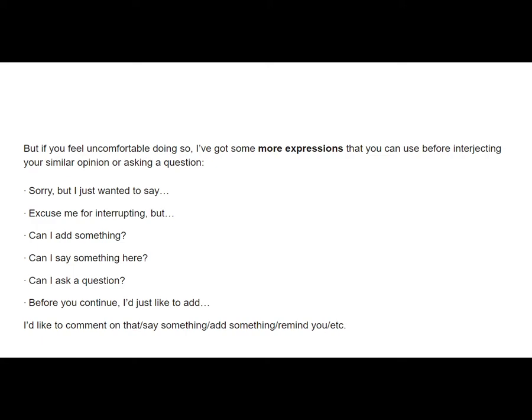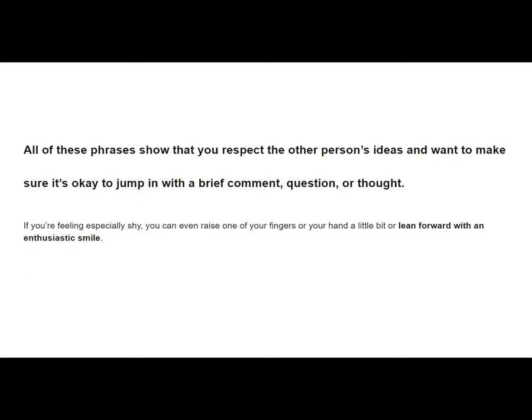Of course, with tone and our expression and our body language, that can be polite or it can be impolite. So we need to be aware of those. And we'll talk about those other parts, tone, body language, in the coming weeks. But that will come in later. But all of these phrases show that you respect the other person's ideas. And you want to make sure that's okay to interrupt, to use that. Also, you can raise your hand, raise your finger. It doesn't need to be a big enthusiastic hand raise like in class, but you can politely raise your hand to give a visual cue that you want to say something. And most speakers will let you talk.